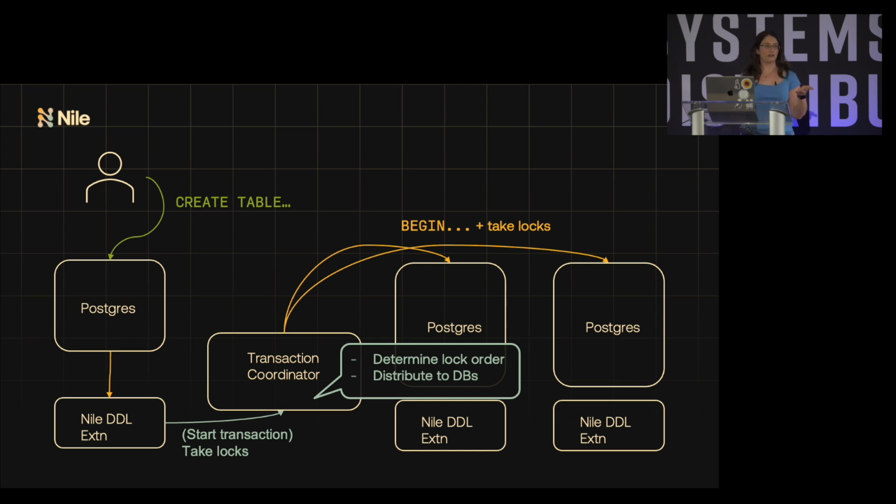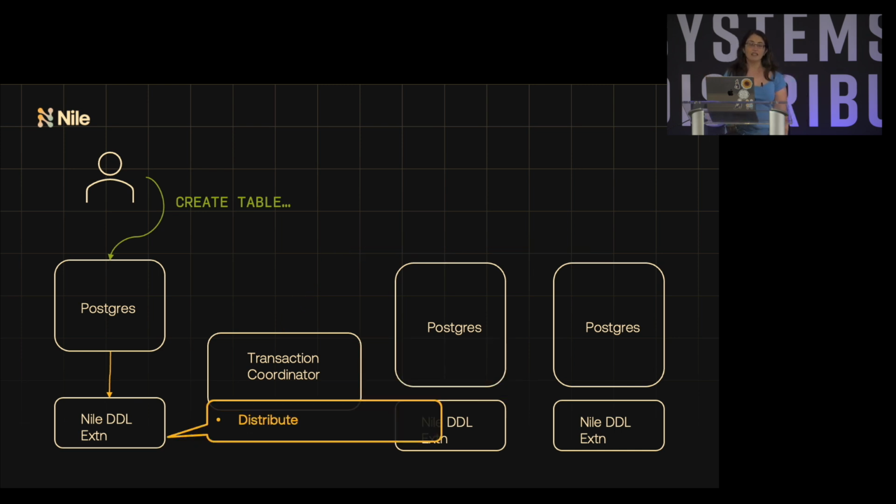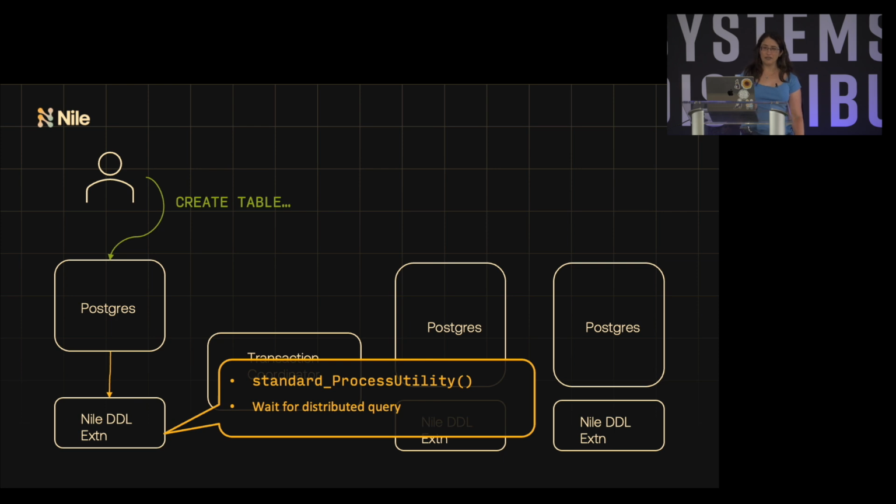So we want to discover if something is not going to work. We want to discover it very early in the game. We are trying to take all the locks at that point. OK, we got the locks. What's next? Well, we actually need to distribute the actual command, right? So create table goes everywhere.